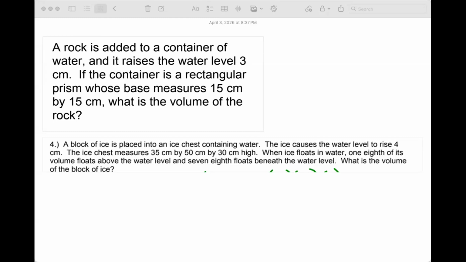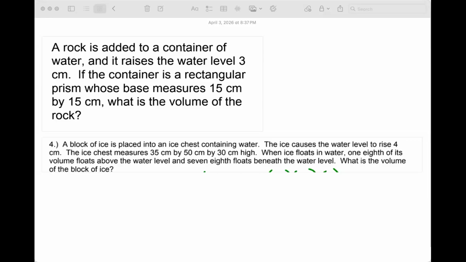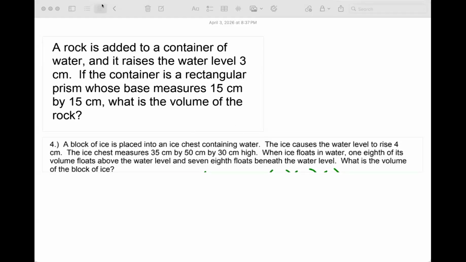Harshita, the first one is right. Second one, I'll check. Second one, the answer is correct, Diya. Good job. How did you do that? I found the volume of the chest, and then since it's rising 4, I just multiplied it by 4. And I did 1/8, so then I found out what the volume was. Very nice. Good job. See, if you conceptually understand it, it's easy, right?